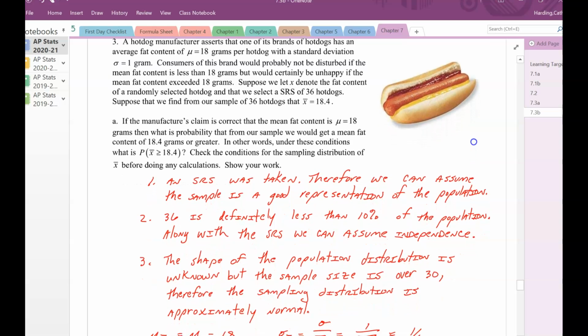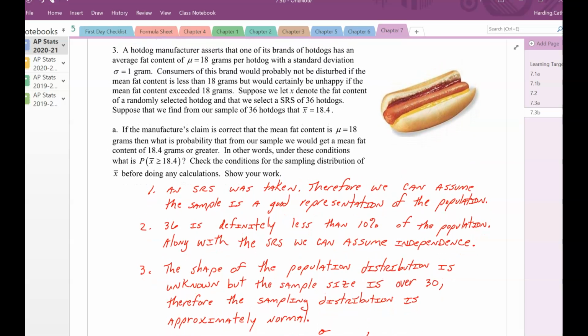Here are the 3 conditions that we need to discuss. First of all, was it randomly selected? It did say an SRS was taken, so we can assume the sample is a good representation of the population. The randomization condition has been met. The second one is independence. 36 is definitely less than 10% of all hot dogs, and it also said that it was a simple random sample, so we can assume independence.